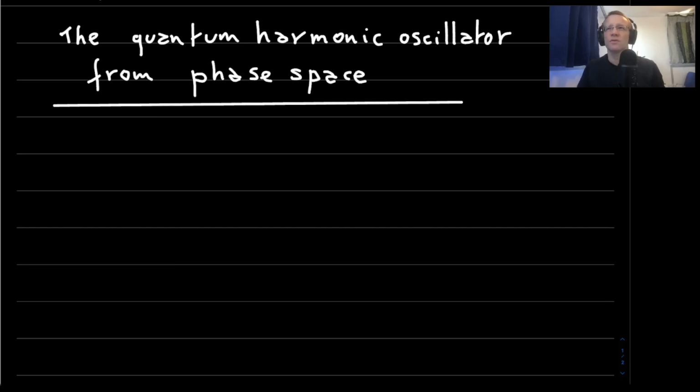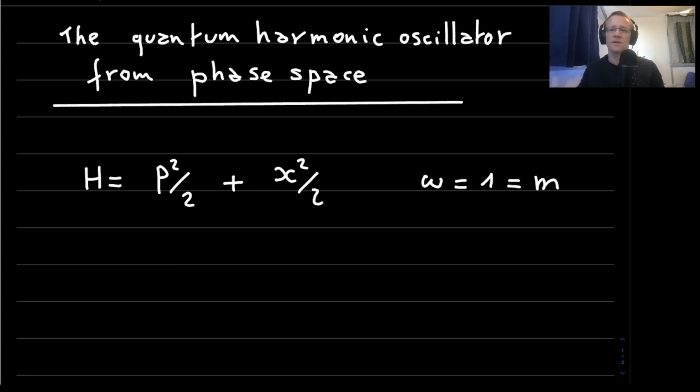We will obtain the quantum harmonic oscillator spectrum from phase space considerations. We start with the harmonic oscillator Hamiltonian, which is the momentum square divided by 2 plus the position square divided by 2. And compared to standard treatments, I've set the frequency to 1 as well as the mass. It will be an exercise to restore them.